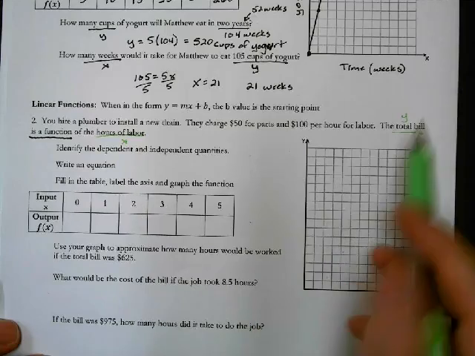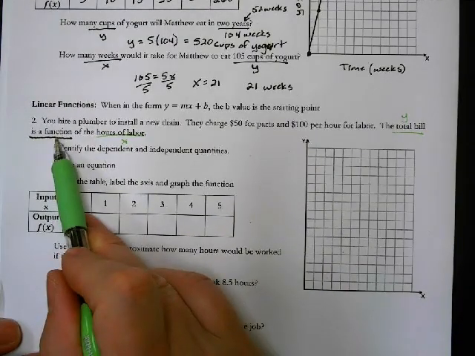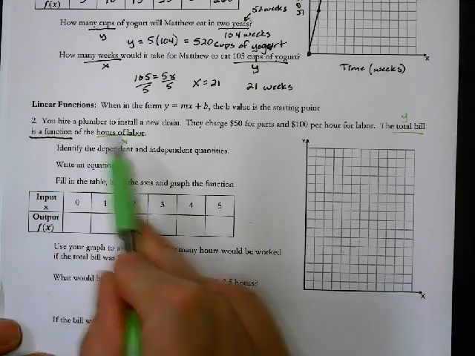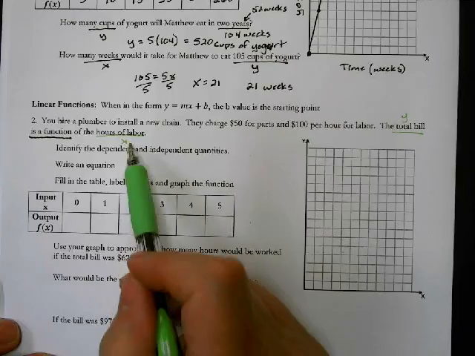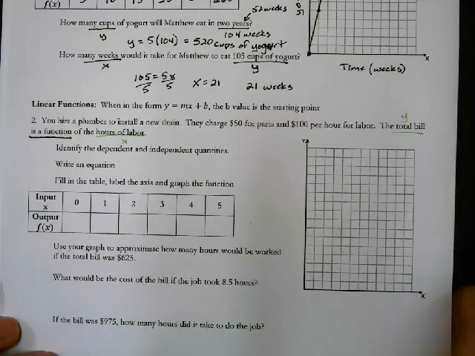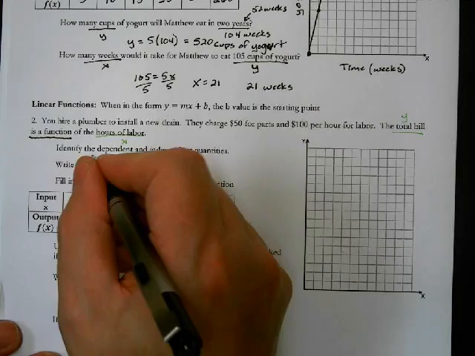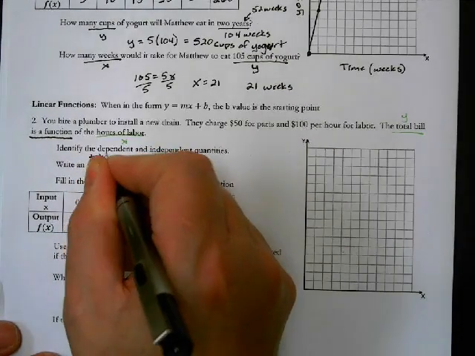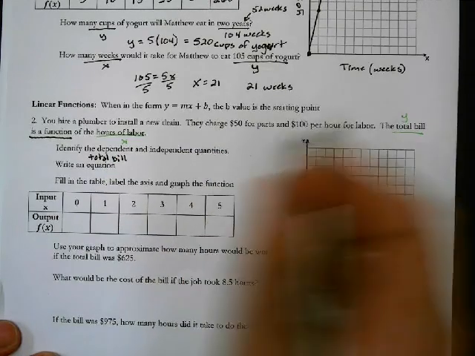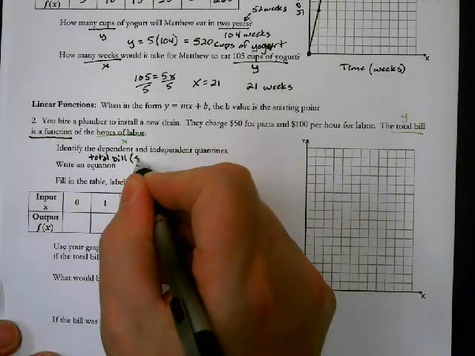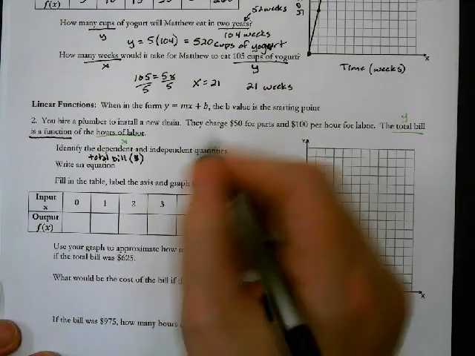Because the bill is a function of, or is changed by, or is caused by the hours of labor. So this is dependent on how many hours get worked. So my dependent quantity is the total bill, and that would probably be in dollars. The independent quantity would be the hours of labor.